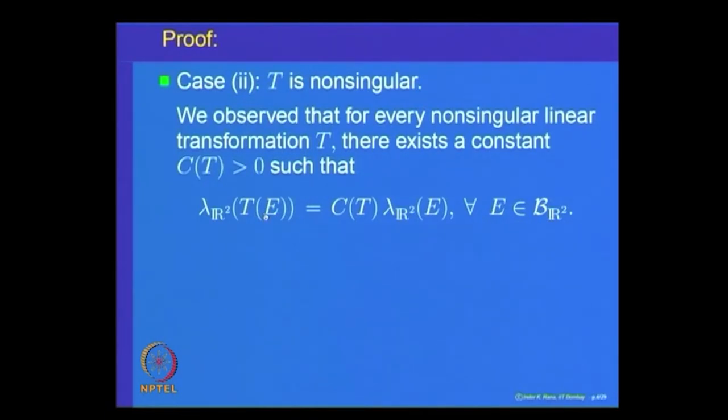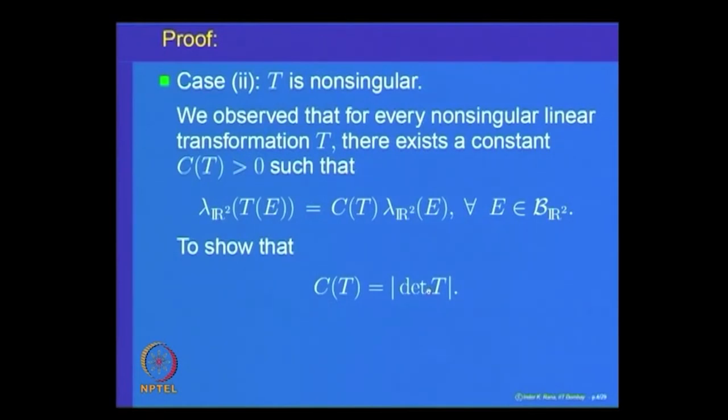We also analyzed that if you consider this as a measure on all Borel sets, then it is translation invariant because T is linear. By the uniqueness property, we got that for every non-singular linear transformation T, the Lebesgue measure of the transformed set T of E must be a constant multiple of the original measure lambda on R2 of E, and that constant will depend on the transformation T. This is the stage we had reached. Then we wanted to analyze further, and the claim we want to prove is that this C of T is nothing but the determinant of T.